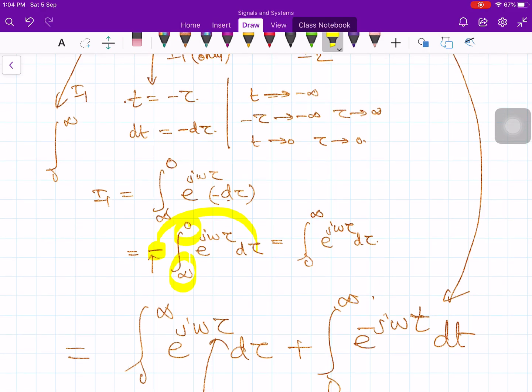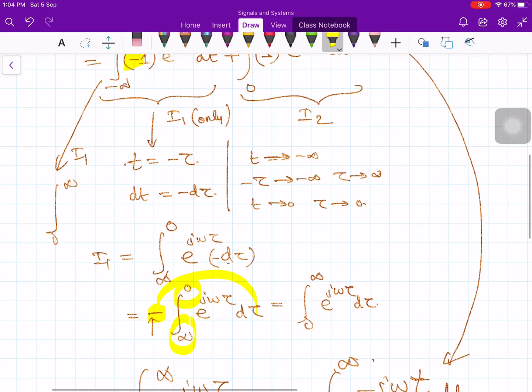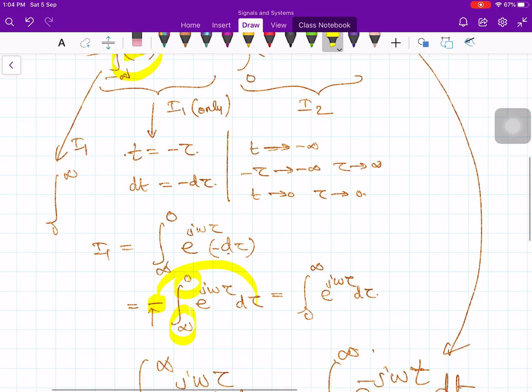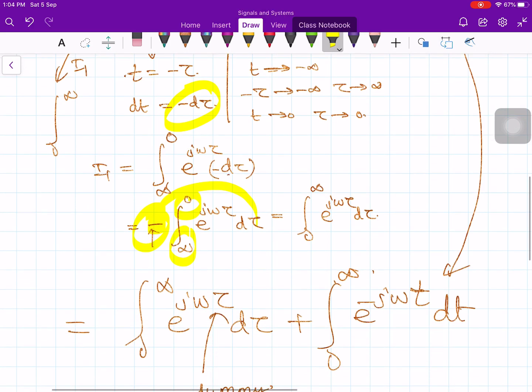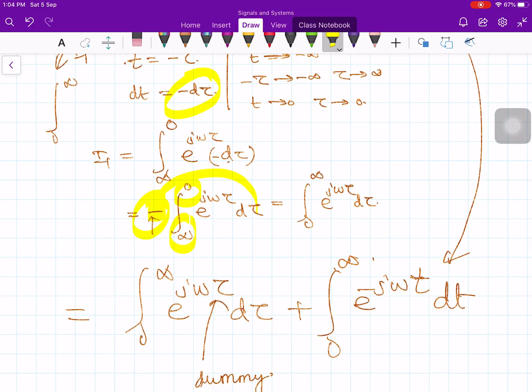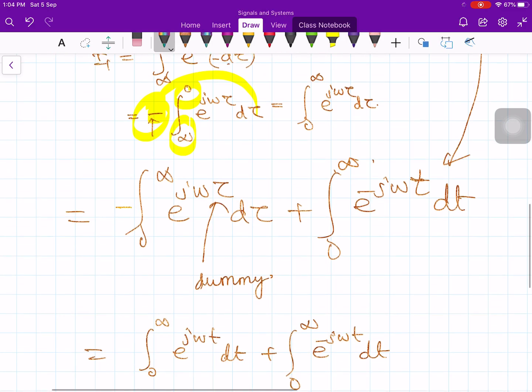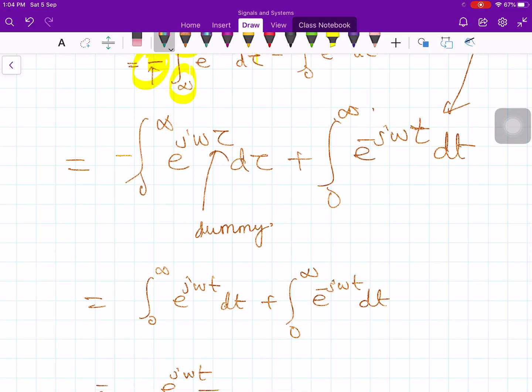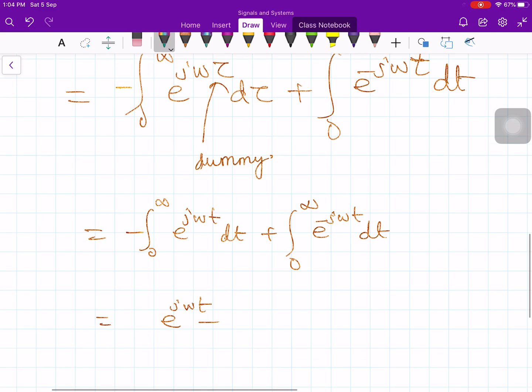So finally, see, this is the first minus sign, second minus sign due to d tau, this guy, and change of limit, third minus sign. So totally three minus signs, therefore you will have minus here. Okay, so this is minus, therefore minus e to the minus j omega t, then plus e to the minus j omega t, then multiplied by dt.